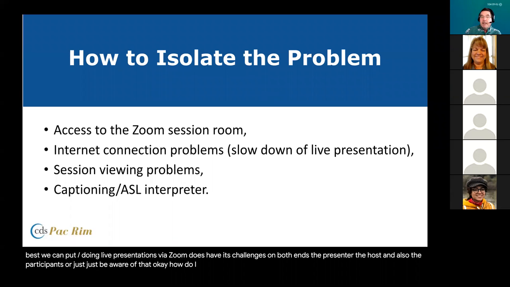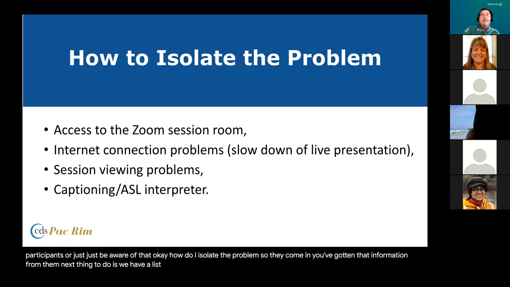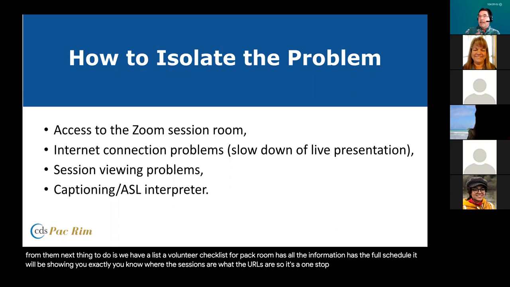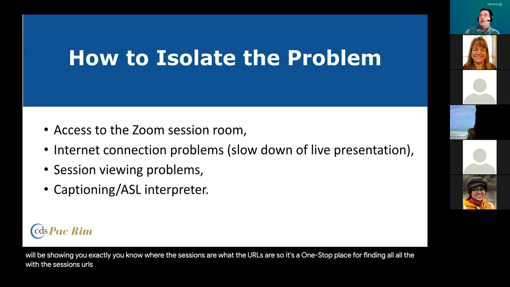Okay, how to isolate the problem. So they come in, you've gotten that information from them. Next thing to do is we have a volunteer checklist for PACRIM, which has all the information and the full schedule. It will be showing you exactly where the sessions are, what the URLs are. So it's a one-stop place for finding what the session URLs are, who's presenting, what time and what day. We have to realize we are going to be dealing with people who have different time zones.